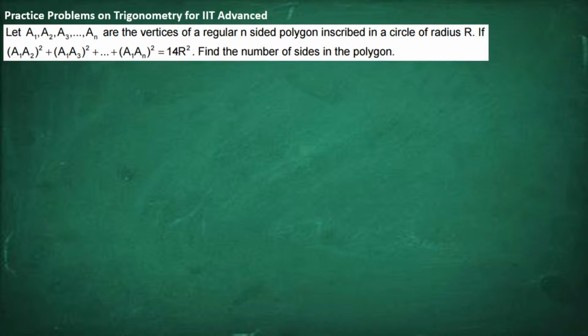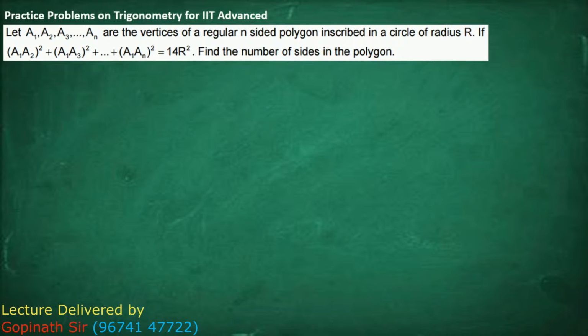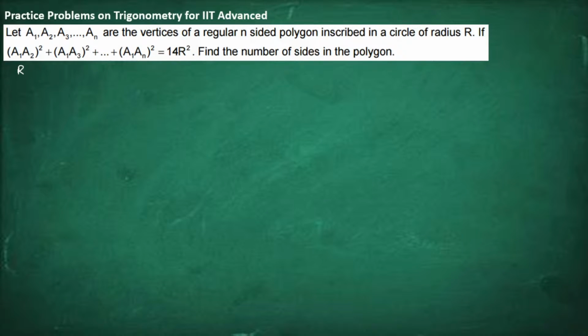The problem they have given: let A1, A2, A3 and so on up to AN be the vertices of a regular n-sided polygon inscribed in a circle of radius capital R. If A1A2 square plus A1A3 square plus and so on plus A1AN square is 14R square, then find the number of sides in the polygon.